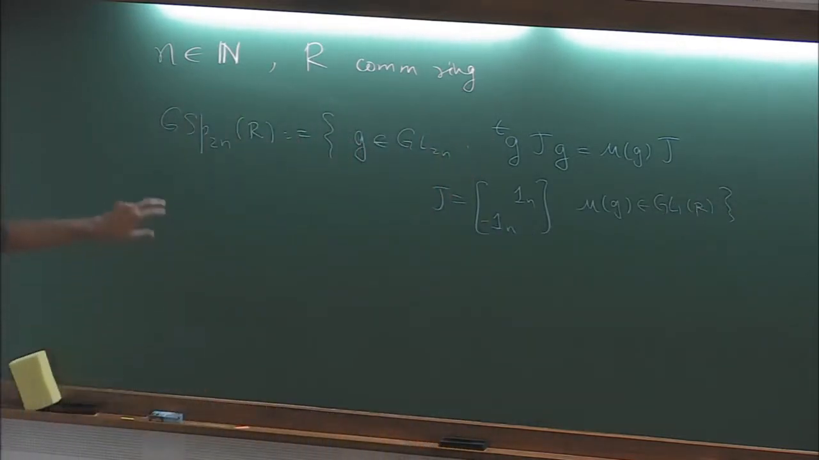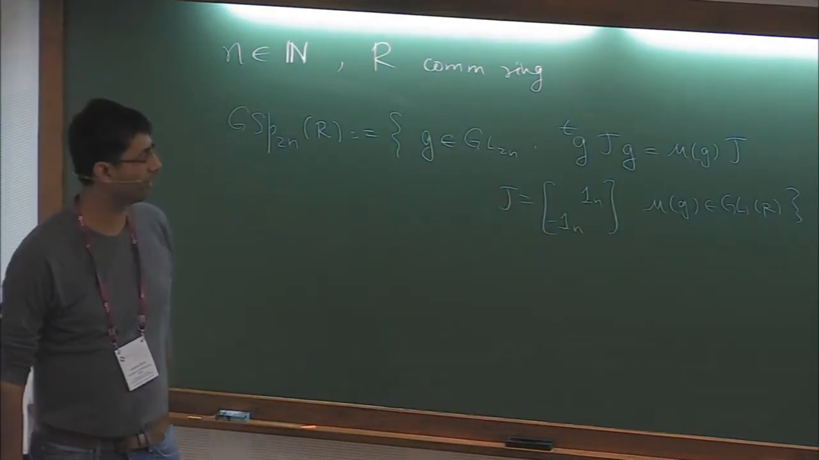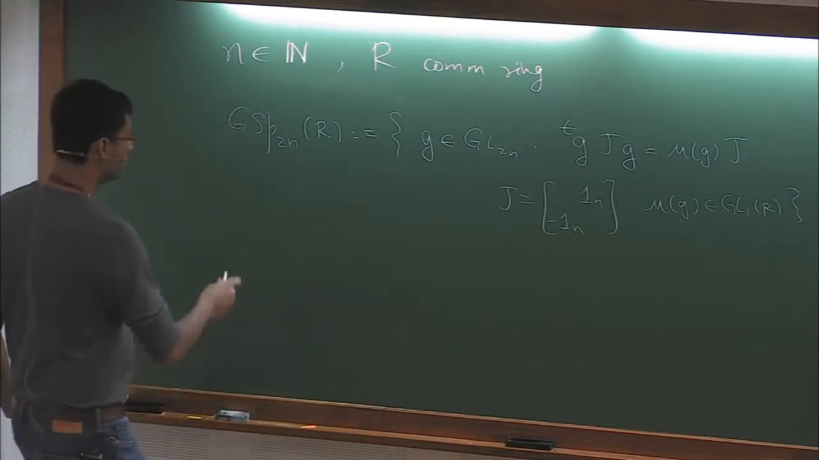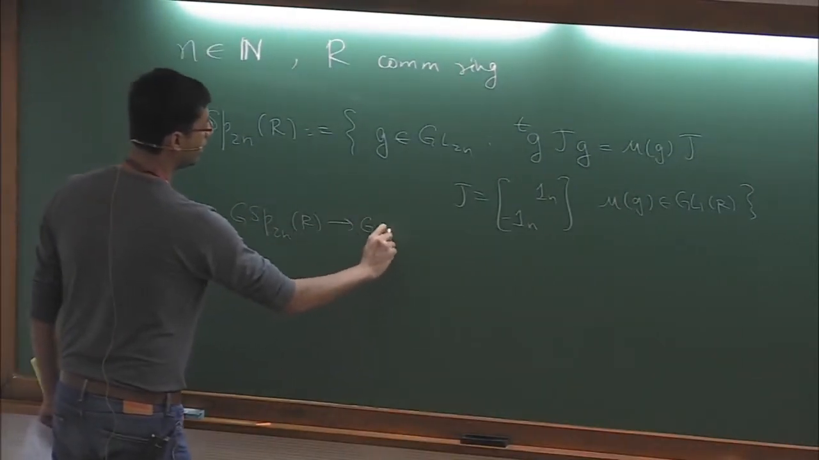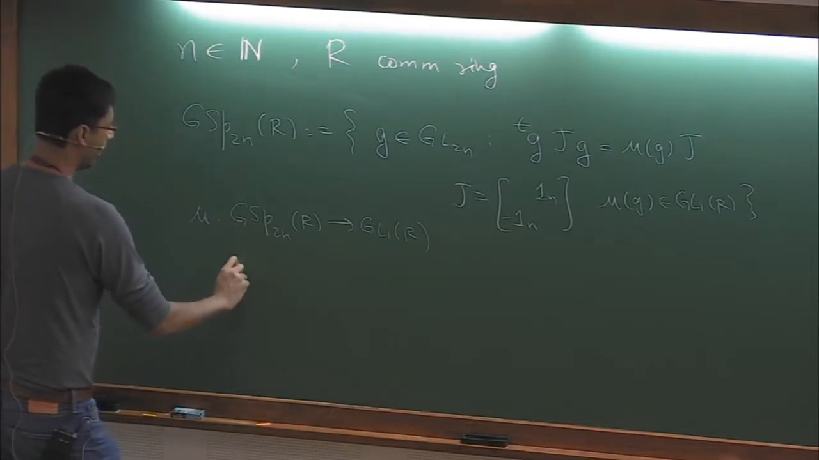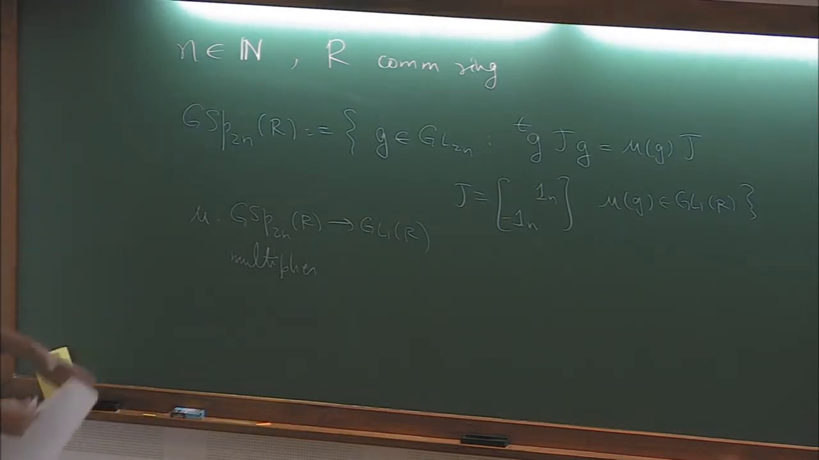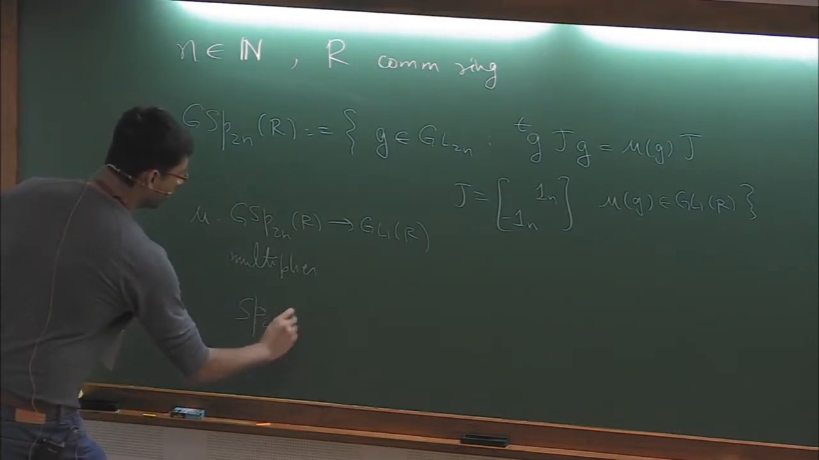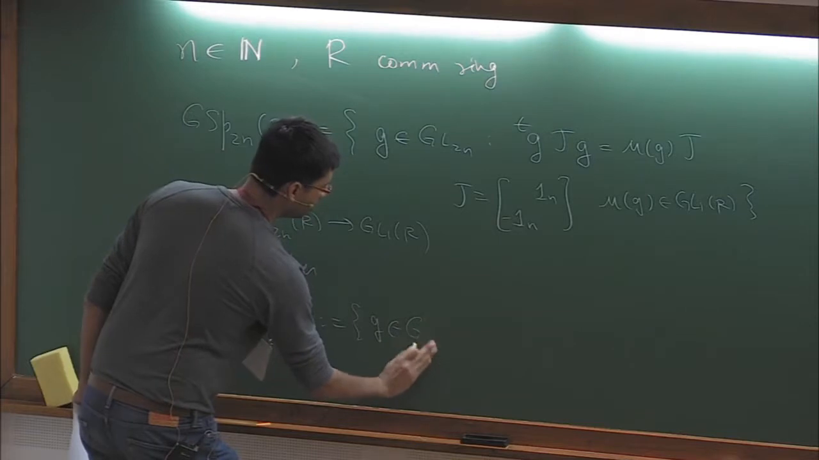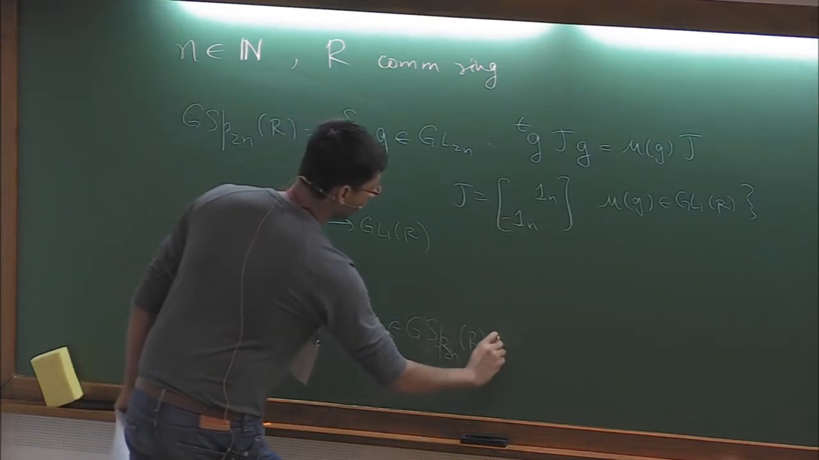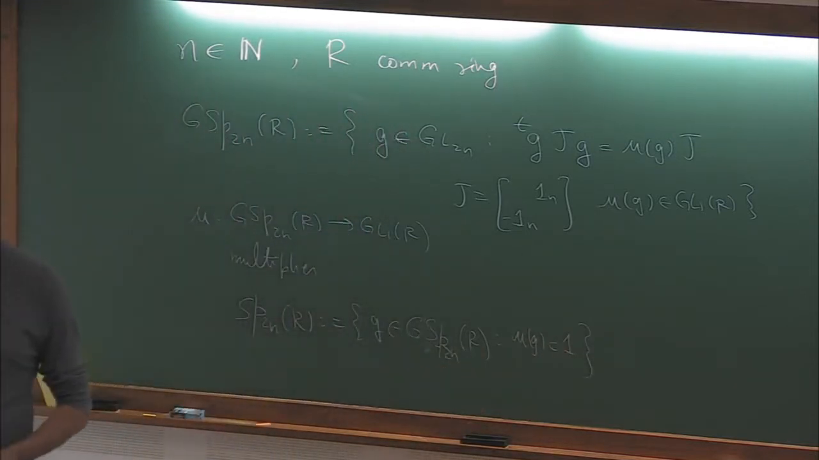So when I say GSp_2n, I'm saying that it's a size 2n by 2n matrix. It's not the rank that I'm talking about. And here the mu, which goes from GSp_2n(R) to GL_1(R), is called the multiplier. So this is a homomorphism in this case. And if you look at its kernel, Sp_2n(R) is defined to be all g in GSp_2n(R) with multiplier 1. So this is the symplectic group that we are going to deal with.